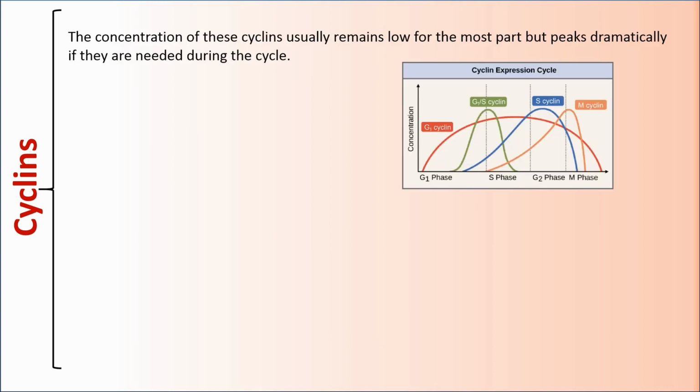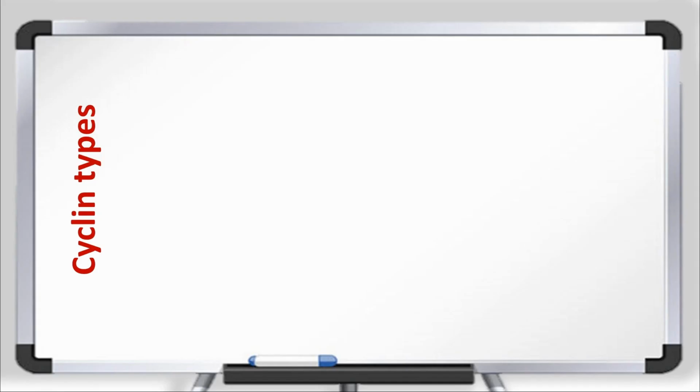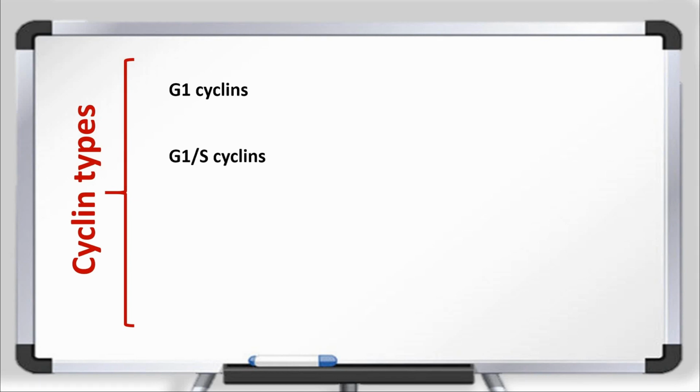The concentration of these cyclins usually remains low for the most part, but peaks dramatically if they are needed during the cycle. The activation of the cyclin proteins is stimulated by the binding of the growth factors to the receptor on the cell, which activate the transcription of the cyclin genes. Cyclin types. Cyclins can be divided into 4 types: G1 cyclins, G1S cyclins, S cyclins, and M cyclins.